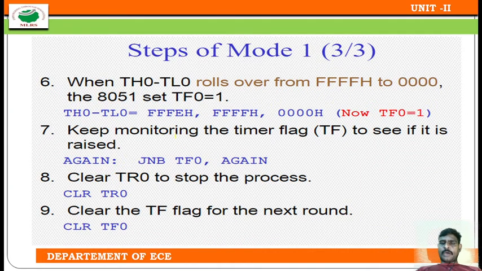Whenever the TF flag is set, this is the rollover. Keep monitoring the timer. How do you monitor? This is an instruction: jump if not bit equal to 0. If that particular bit, the TF bit, is not 0, then go. If it is 0, then repeat.